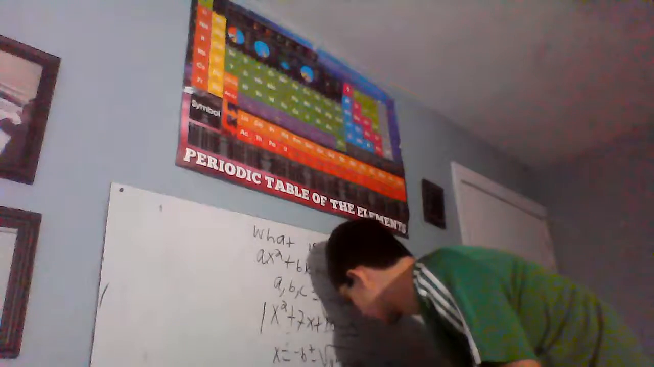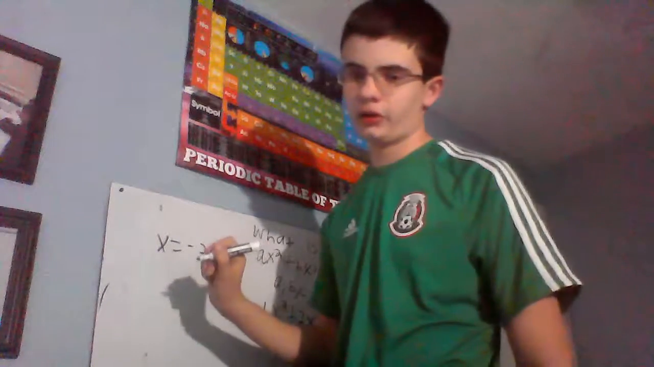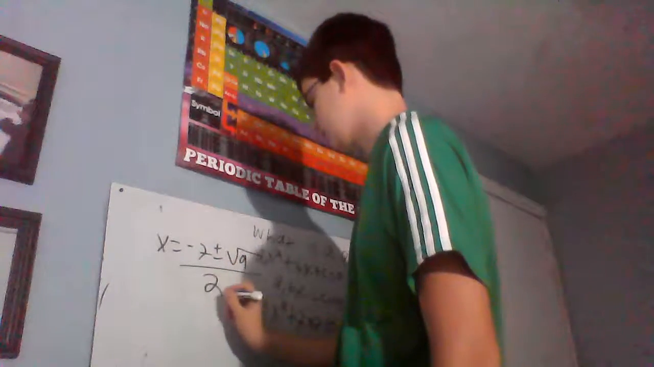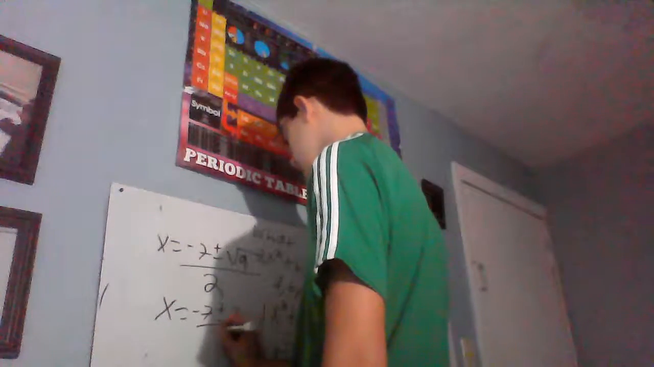X equals negative b, so b is 7, so negative 7, plus or minus 7 squared, 49, minus 4 times a, which is 1, so it's just 4, 4 times 10, basic fact, 40, over 2 times 1, which is just 2. So, x equals negative 7, plus or minus the square root of 49 minus 40, which is 9, divided by 2. So, x equals negative 7, plus or minus 3 over 2.